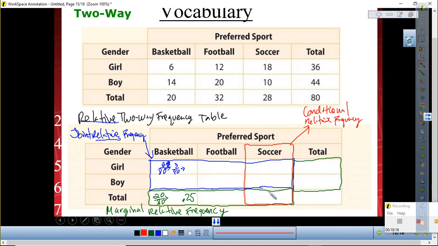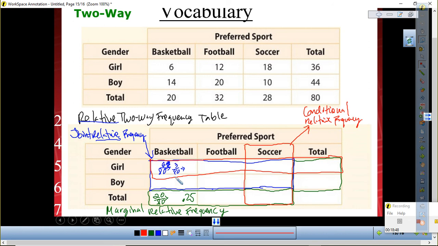How about if I said, okay, Kylene, can you give me just the data for all the row for girls? Is that also conditional? Let's see. Let me highlight it. Is that also conditional, everyone? Yes, because we're just talking about the entire section for girls. That's a conditional relative frequency.